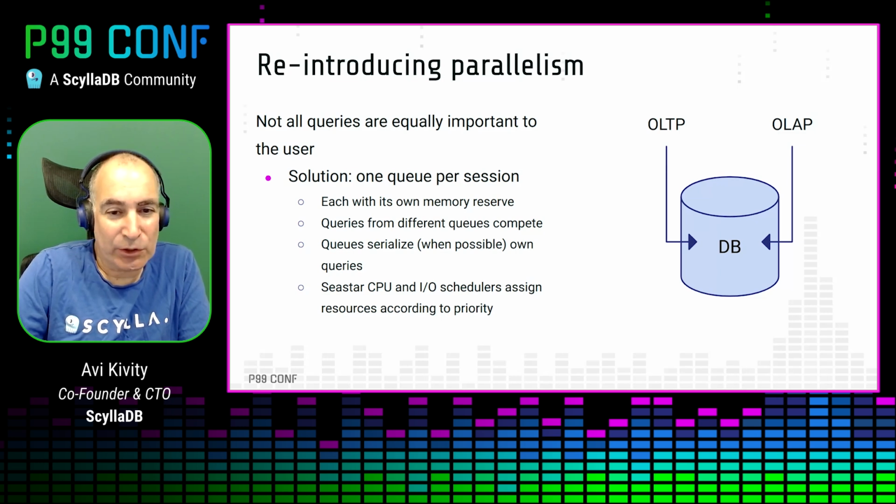Each such queue has its own memory reserve. It has its own CPU and I/O priority, which are managed by the Seastar schedulers. And each of them operates in the way that I described previously. So they're not really aware of each other. And this allows wildly different workloads to run in parallel without disturbing each other. Or rather, we want an online transaction processing workload to disturb an analytical workload without being disturbed in turn by the analytical workload.